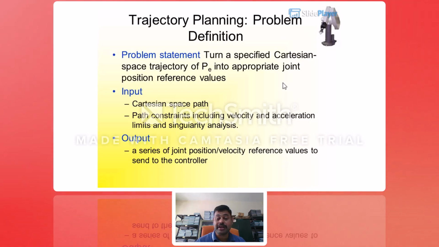Coming to trajectory planning, if you take the problem statement, we turn a specified Cartesian space trajectory into approximate joint position reference values. Here the input is a Cartesian space path, and the path constraints including velocity, acceleration limits, and singularity analysis. The output is that we need to identify the joint position and velocity reference values to send to the controller. What is the joint position? What is the velocity reference? These are all the outputs we need to estimate, and that will be given to the controller.